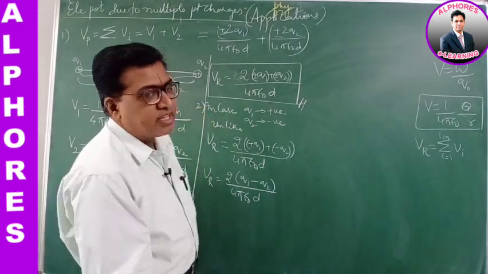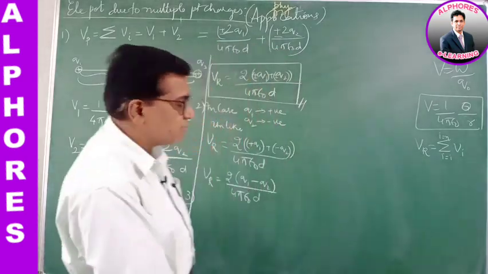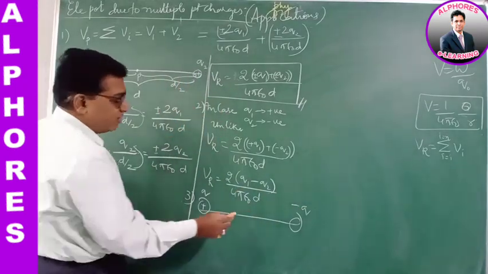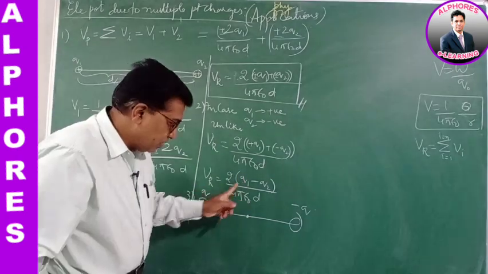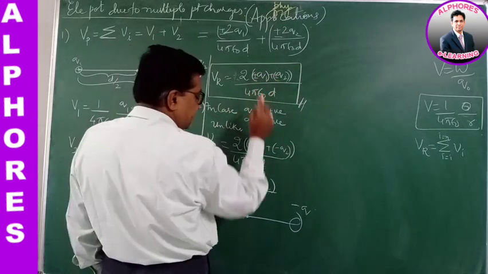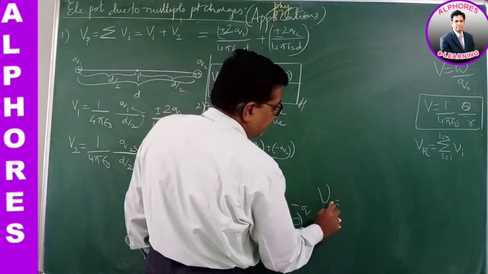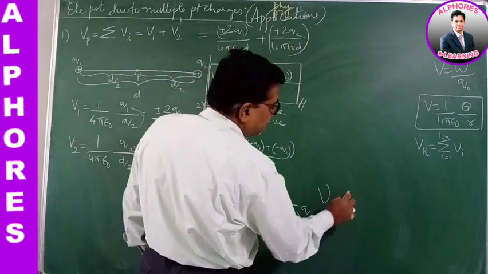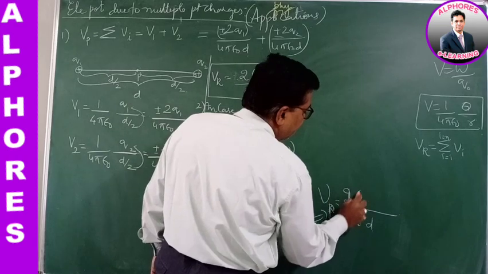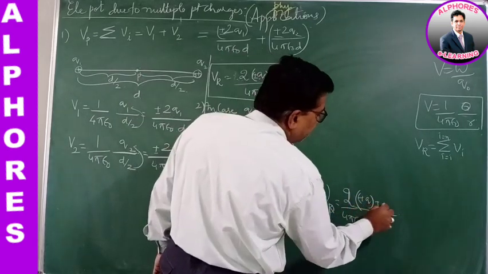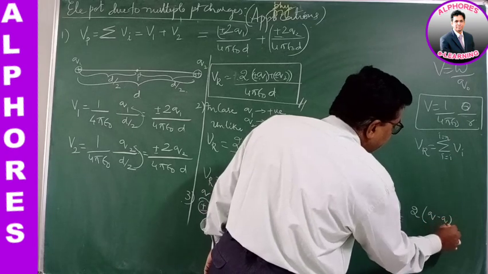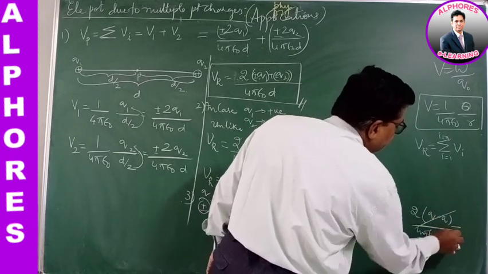Third, what if both are equal and opposite? Unlike and equal charges. Like these both are equal charges, plus Q and this is minus Q. Then what is the potential at the midpoint? Now, Q1 is plus Q, Q2 is minus Q. Both are equal and opposite. So substituting in this, we get the total potential at the midpoint P: 1 by 4 pi epsilon naught d common, 2 is here, Q1 is plus Q and plus of minus Q. So plus into minus is minus, so you get it as 2 of (Q minus Q) by 4 pi epsilon naught d. These two get cancelled, answer is zero.